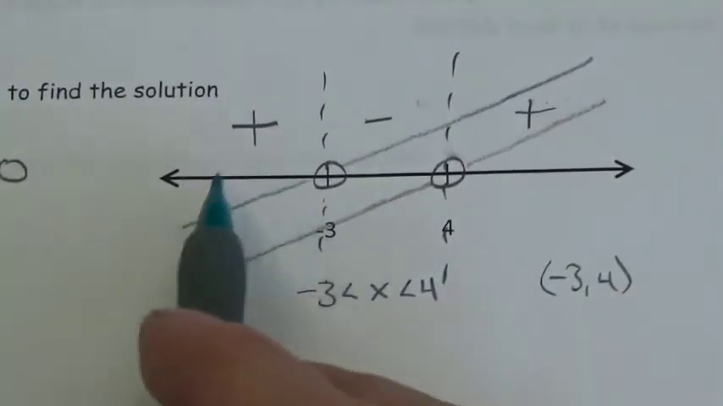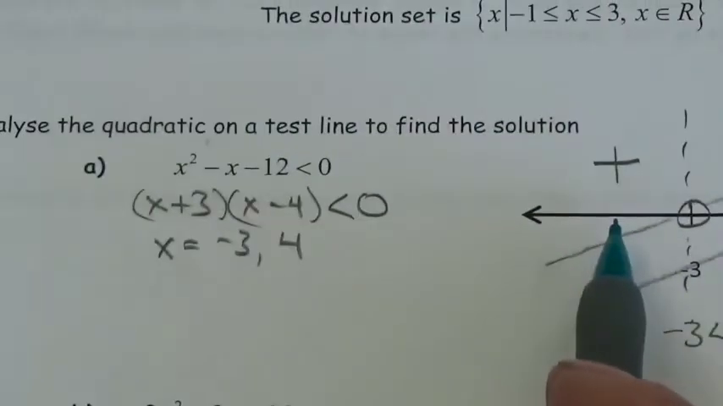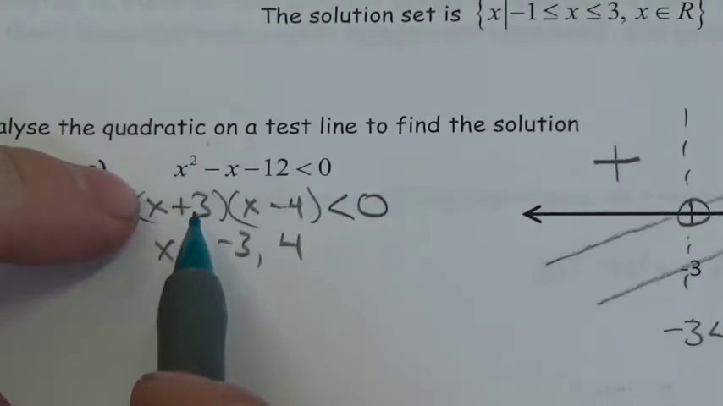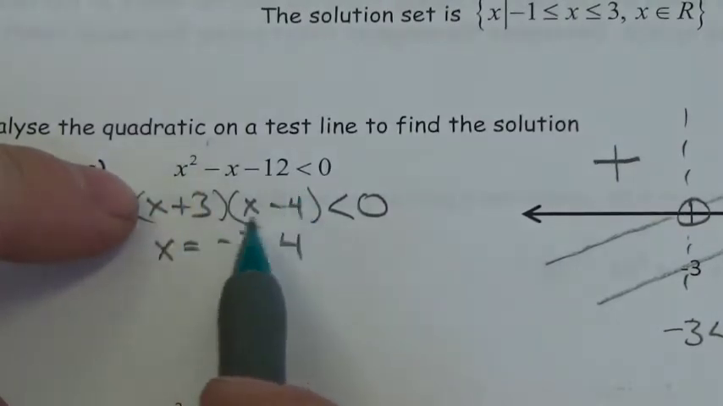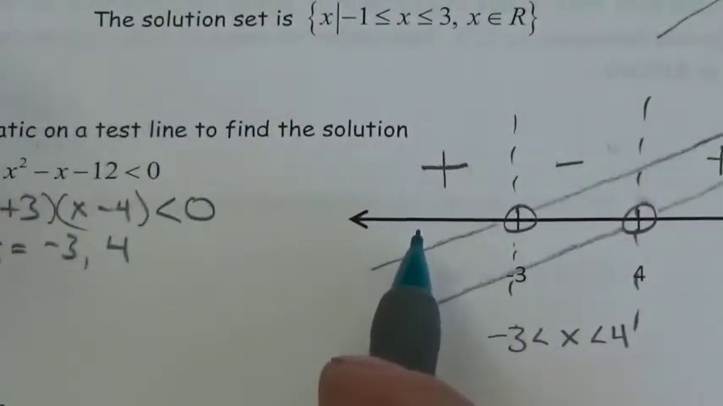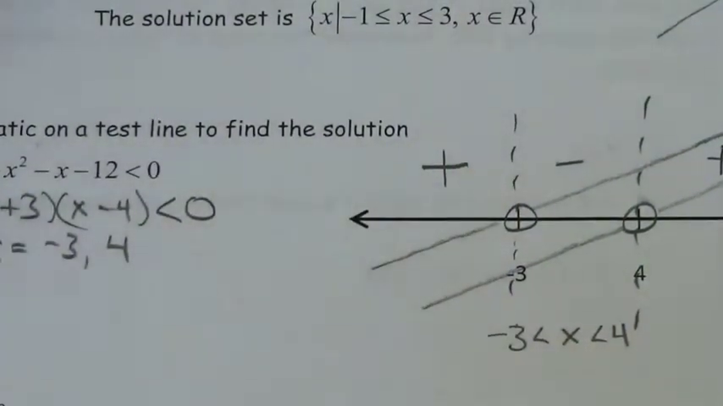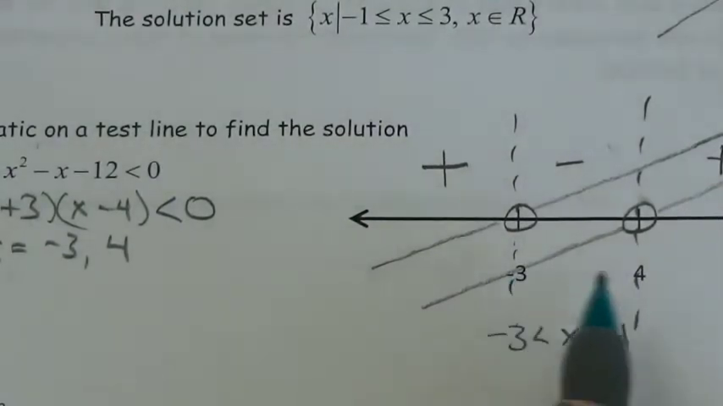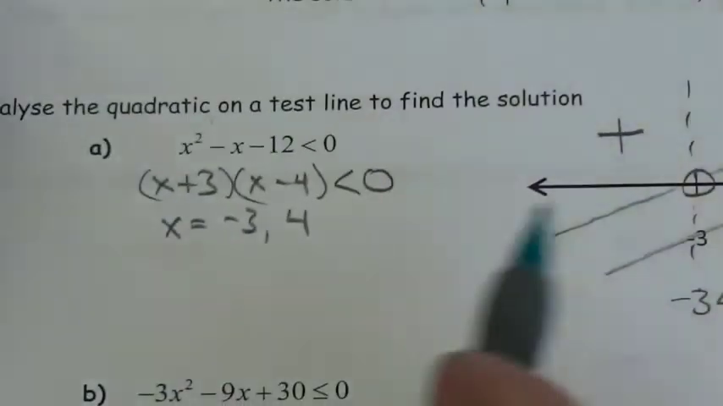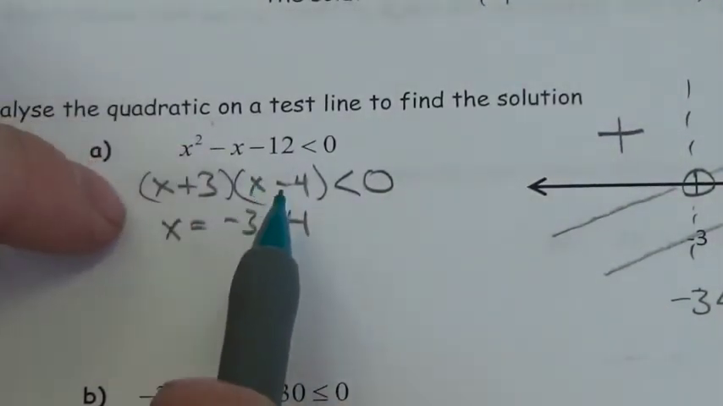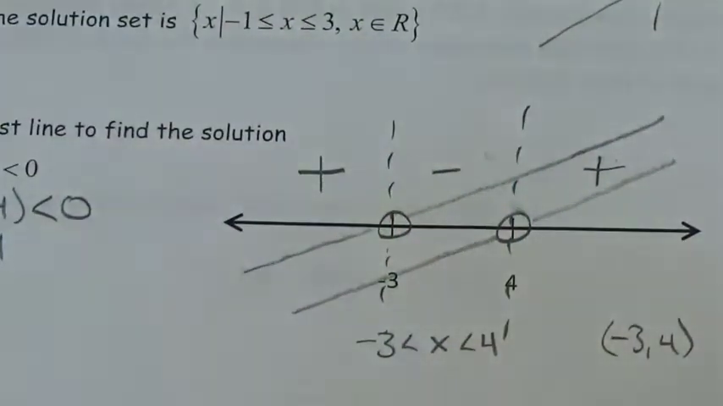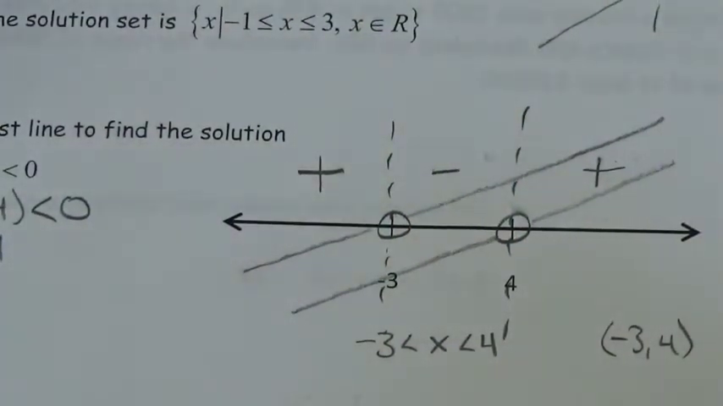If you wanted to use test points, you just have to pick a number over here. So let's pick a number that's less than negative 3 and plug that in. Let's say negative 4. Negative 4 plus 3 is negative 1. Negative 4 minus 4 is going to be negative 8. Well, they're both negative, producing a positive. And so that's how you'd go about doing that. If you're going to choose in between the two roots, notice that this interval goes over 0. I would choose 0 here. So 0 plus 3 is positive, 0 minus 4 is negative, and there it is, the positive and the negative right there. Let's take a look at another one.